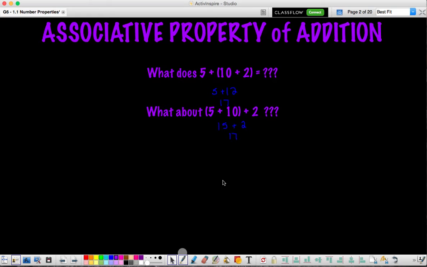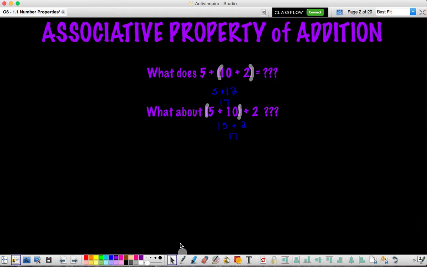Notice that the associative property has moved the grouping. So when we talk about groupings, we're talking about these parentheses that you see right here. So right here, these are called parentheses, and we'll typically refer to those as groupings. So if you hear somebody say 5 plus the quantity 10 plus 2, that's telling you that 10 plus 2 is inside of parentheses. It's part of a grouping.